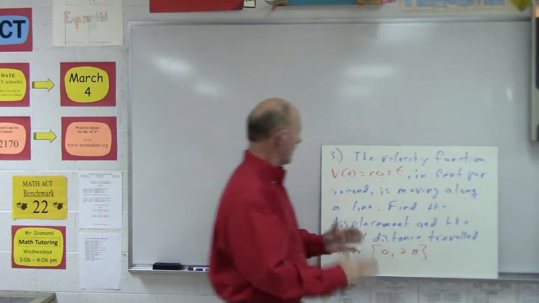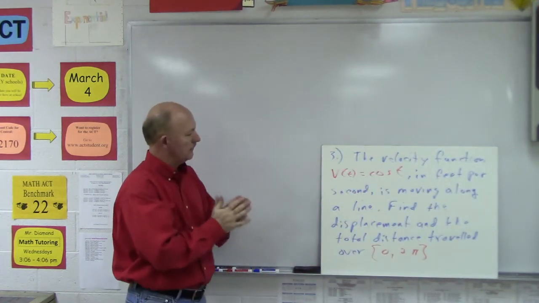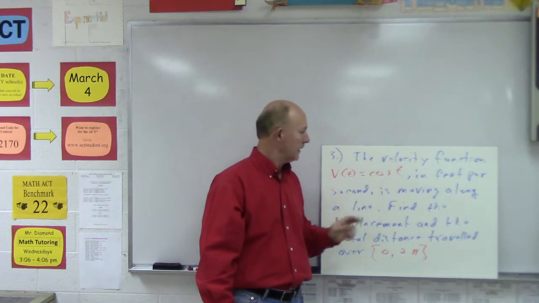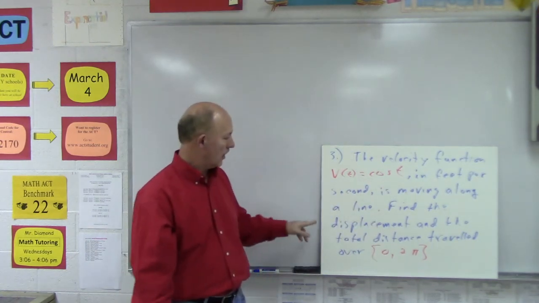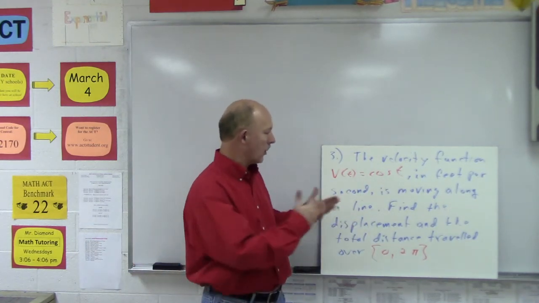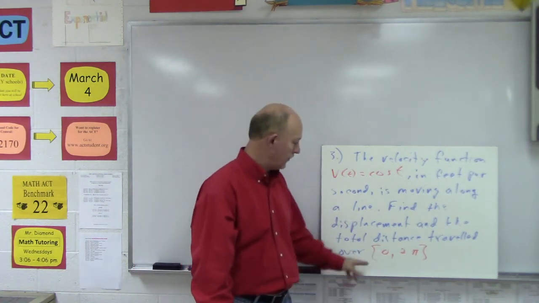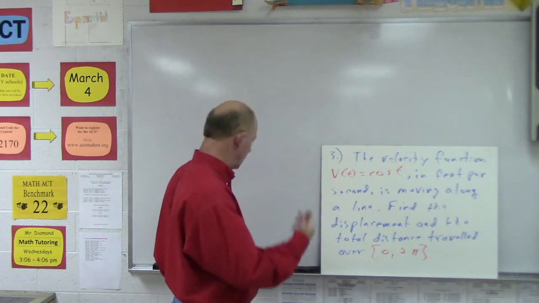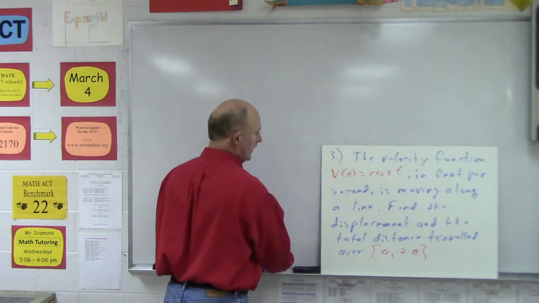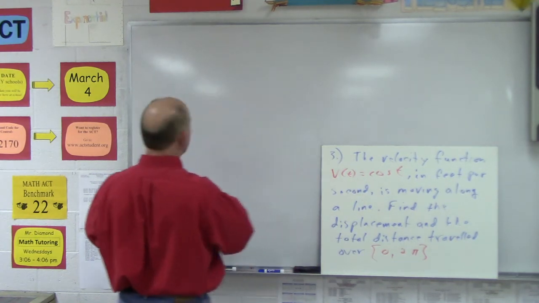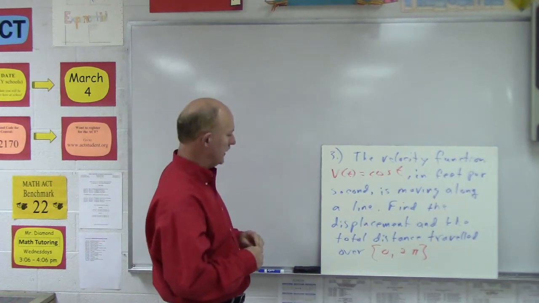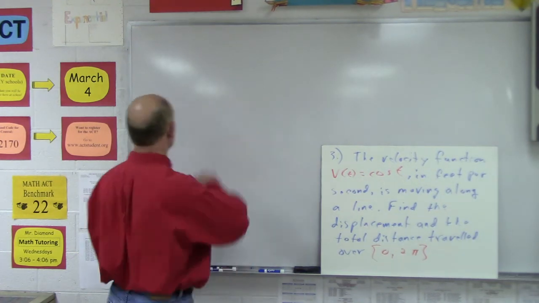Now, our last problem said the velocity function v(t) equals cosine t in feet per second is moving along a line. So you have a particle, I assume, moving along a line. Find the displacement and the total distance traveled over the interval from 0 to 2 pi. So once again, same setup. And let's see our velocity function. So let's get the displacement first.